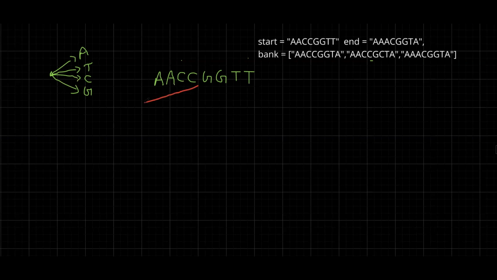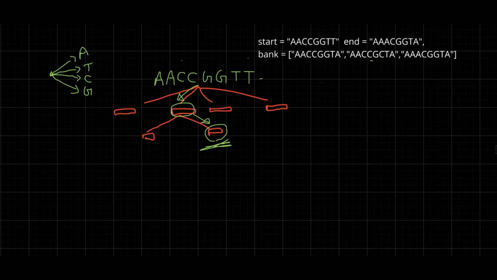Suppose after one mutation, this sequence becomes something like this. After another mutation, it becomes something like this. After another mutation, it becomes something like this. Now suppose for this mutation, after one mutation, it becomes like this. After another mutation, it becomes like this. Now suppose this is a valid sequence, that means it is present in the bank, and this is a valid sequence, it is also present in the bank. So that means we need two steps, one step here, another step here, to get the ending string from the start string.